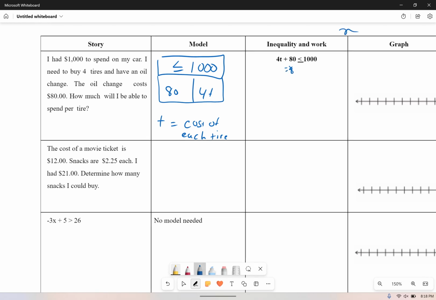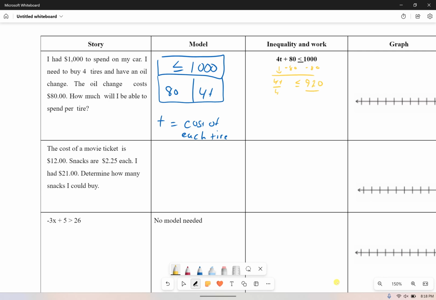So it's going to be the 4 tires plus the oil change. It's going to be less than or equal to 1,000. So I'm going to subtract 80 from both sides. Like I said, this is going to be slightly different from yours because I think in yours we did $75. Yeah, it was $75 for the oil change. Apparently the price has gone up. So it's going to be 920.